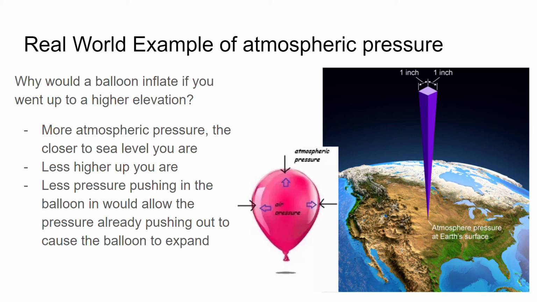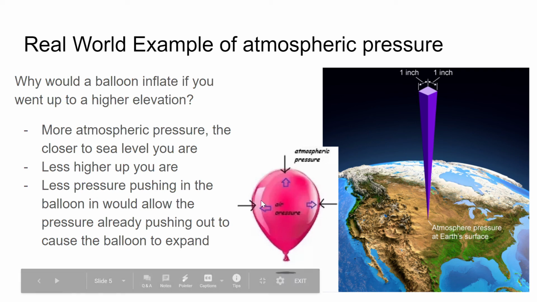pressure the closer to sea level you are, that means there's less the higher up you are. And in Mammoth, the air pressure is lower. So less pressure pushing in on the balloon would allow the pressure already pushing out, over here the air pressure pushing out, to cause the balloon to expand.